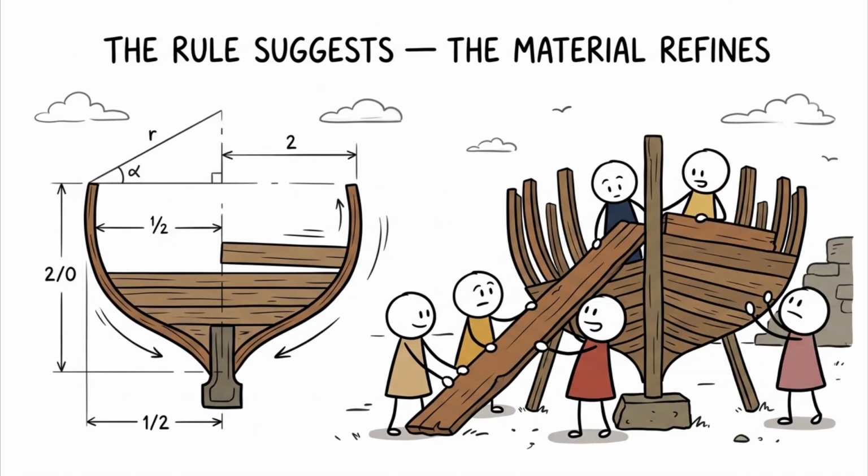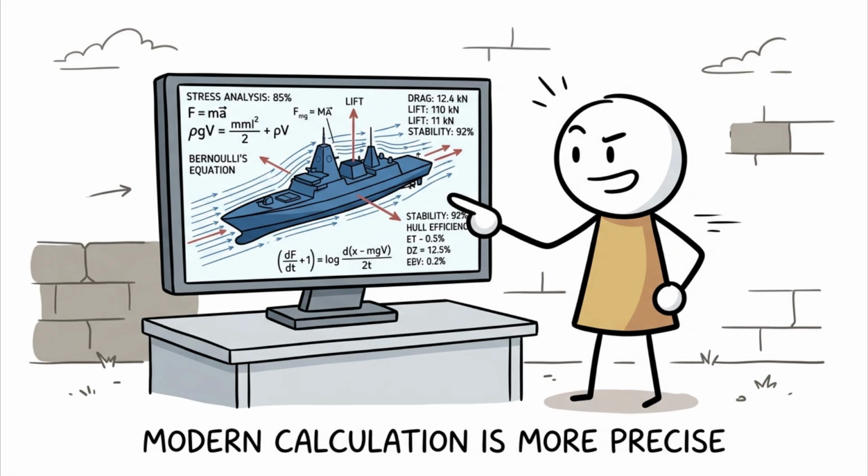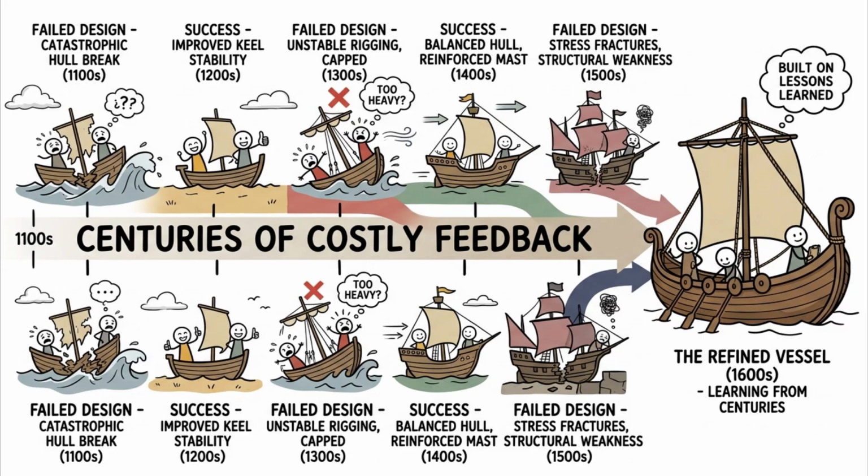A proportion suggested the first answer. Material behavior refined it. The complete design lived between a remembered ratio and a physical test. This is less precise than modern naval architecture and calculation, but within familiar materials and vessel types, it could be remarkably dependable. The system was narrow, practical, and refined by centuries of costly feedback.